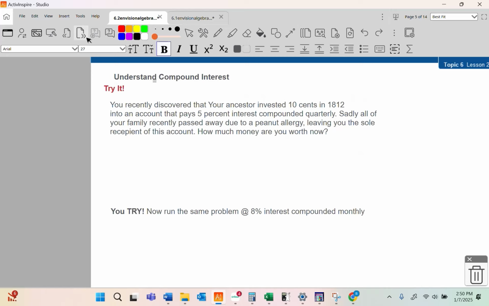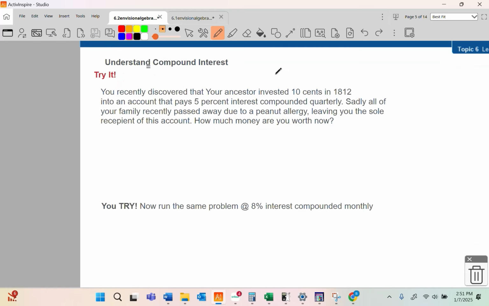All right. So moving forward to do one. You recently discovered that your ancestor invested 10 cents in 1812. Now, 10 cents, by the way, is $0.1. I'm going to convert that to the dollar decimal, all right? Into an account that pays 5%, so the rate is 5%, which is 0.05 as a decimal. You shift the decimal 2 places to the left.